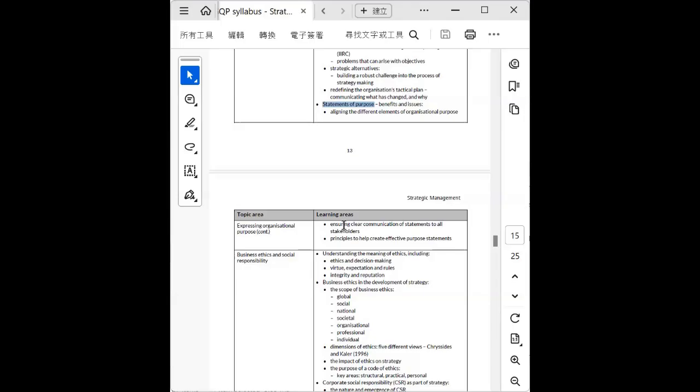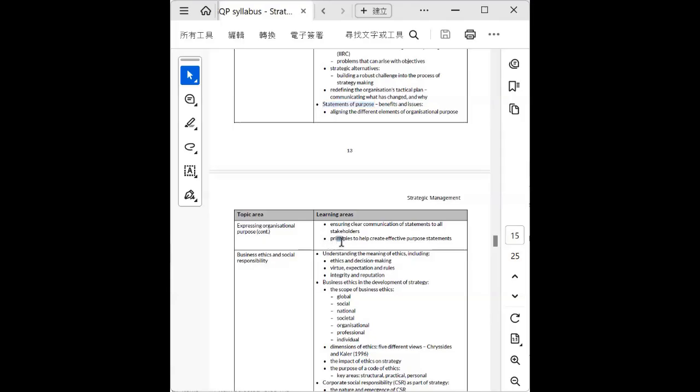Ensuring clear communications to all stakeholders. Clear communication ensures everybody, your employees, your customers, or the regulators, understand what your organization stands for. So this relates to transparency, and transparency will help to build up credibility and accountability. Poor communications can lead to misalignment and skepticism.